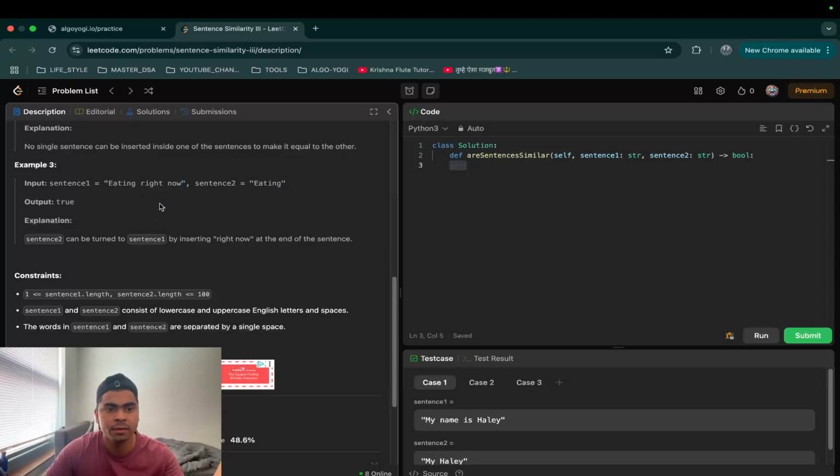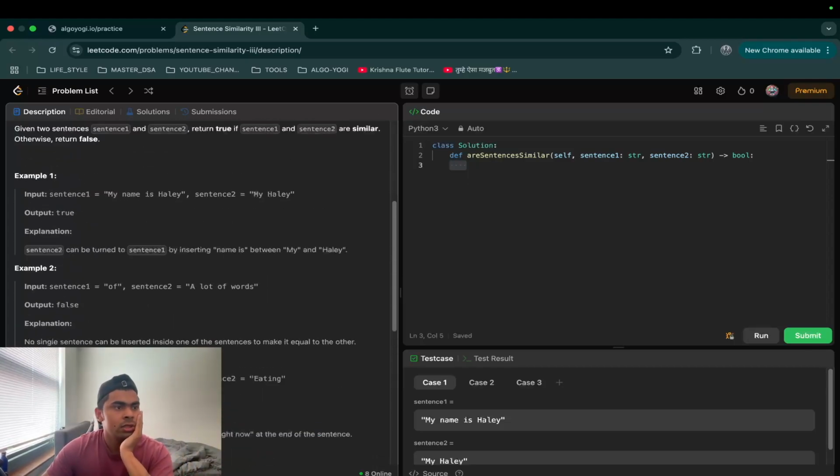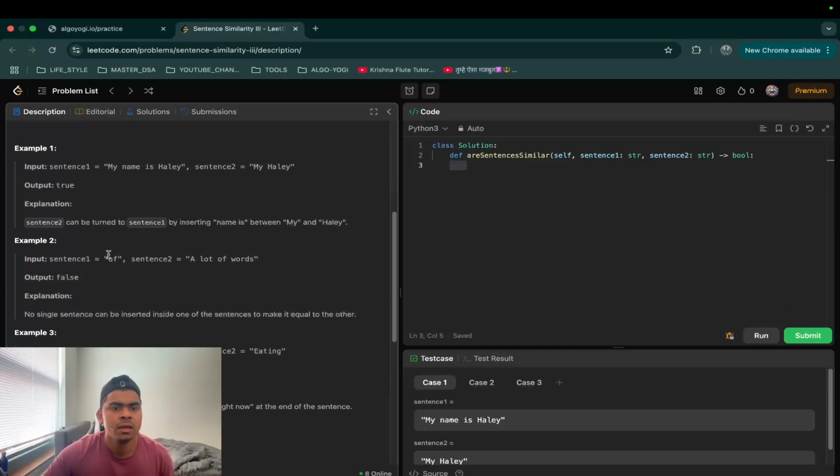This can occur anywhere. All right, let's go back. This second example is also pretty interesting. Sentence 1 is smaller, a perfect case for us, so we want to convert it to sentence 2. We can't do that. Why? Because we have to insert a group of words somewhere here, and they have to be contiguous. Right now you're inserting this over here and this in the end. That's not possible.